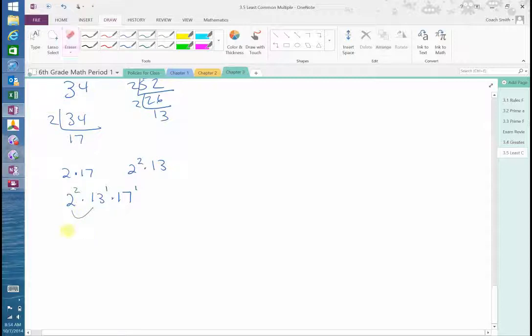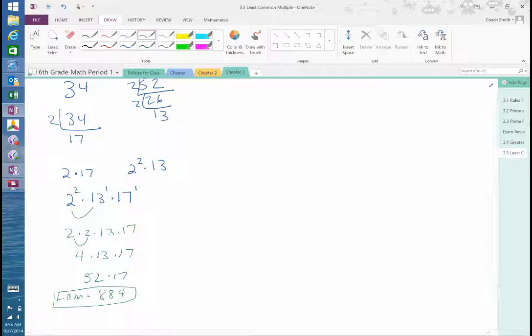So we have 2 times 2 times 13 times 17. So it's 2 times 2, which is 4, times 13 times 17. 4 times 13, 52, times 17. 52 times 17, 884. Okay, that's the least common multiple of those two numbers.